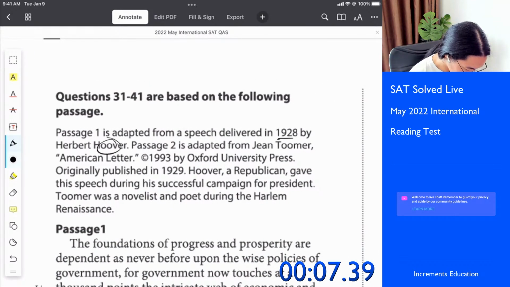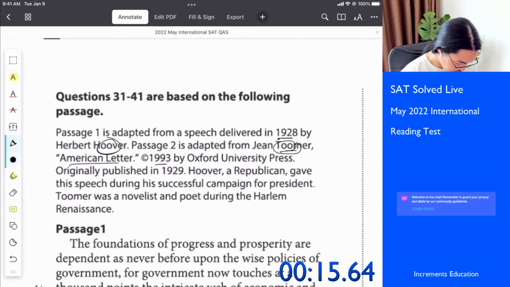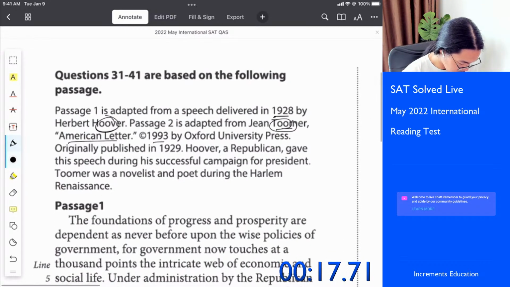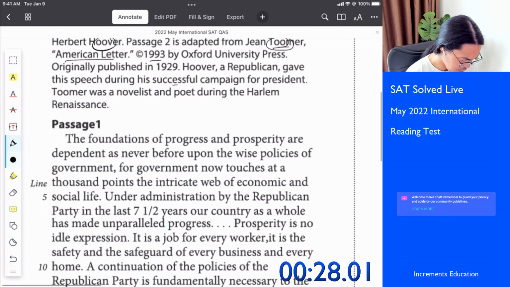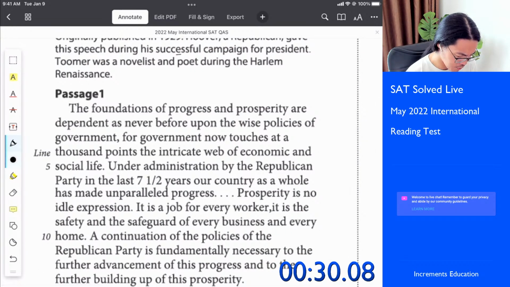1928, Hoover. Toomer. An American letter in 1993, so way later. A speech versus a letter. A successful campaign for president. Toomer was a novelist and poet during the... Oh, right, that's who Toomer was. Yeah. Interesting. Very, very interesting. Hard to predict, really, what the difference is going to be. Okay, so that's 30 seconds there.